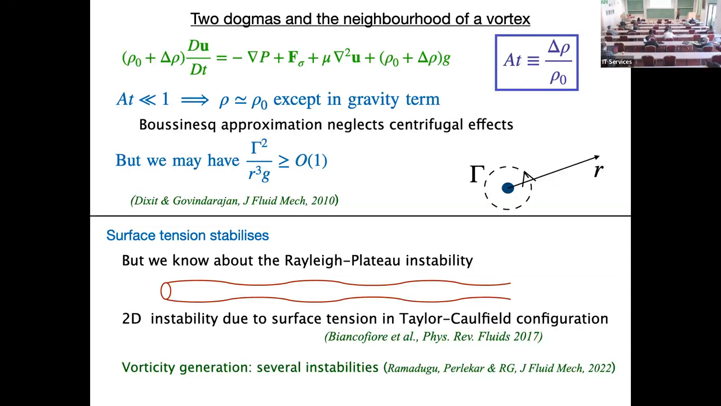There's another recent, very nice instability, which is coming out of surface tension added to the Taylor-Couette configuration, which I won't talk about, but it's a very beautiful paper. We're going to talk about how vorticity is generated on the interface due to this, and several instabilities occur.